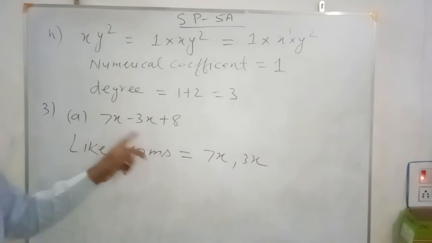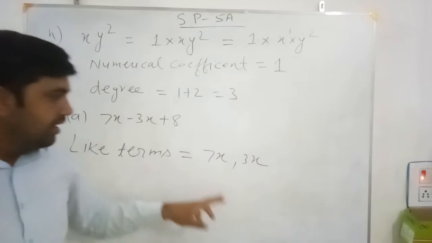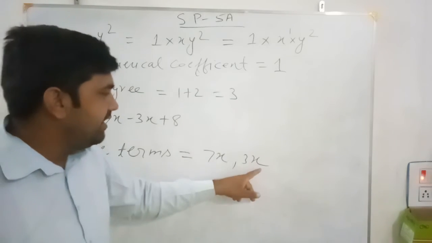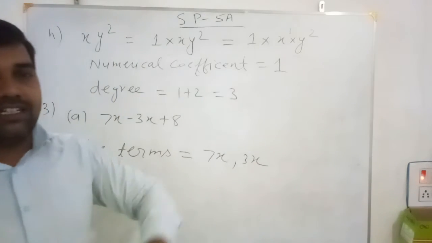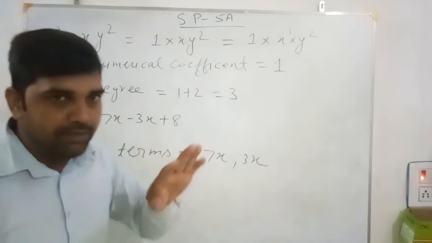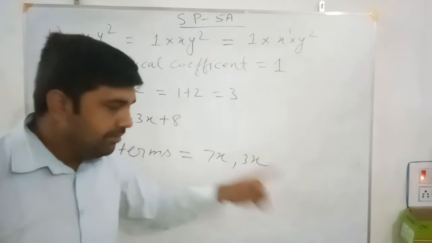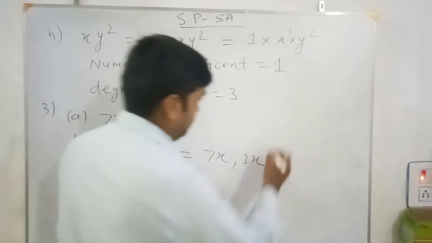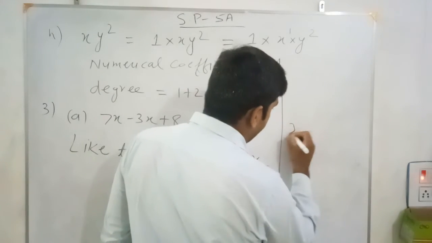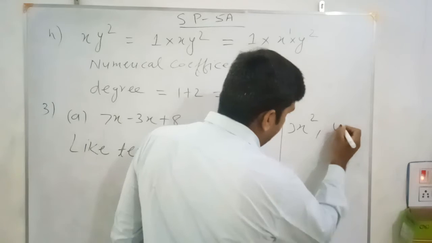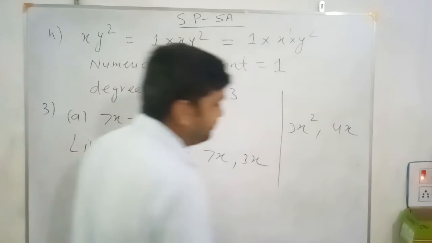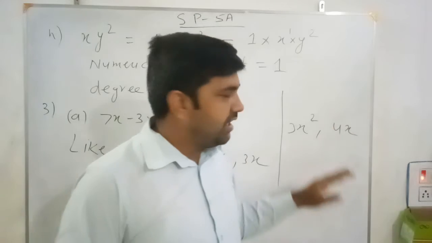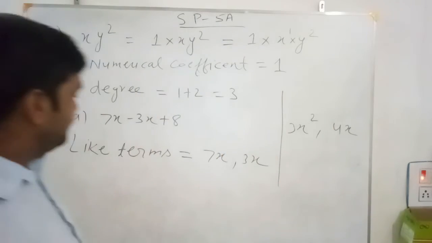Like terms have the same variables and the same degree. In 7x the variable is x, in 3x the variable is x, and the degree is also the same. So in like terms there should be the same variables, same literals and same degree. Then only we can say they are like terms. 3x square and 4x are unlike terms. Why? Their variables are the same, but the degree is not the same.